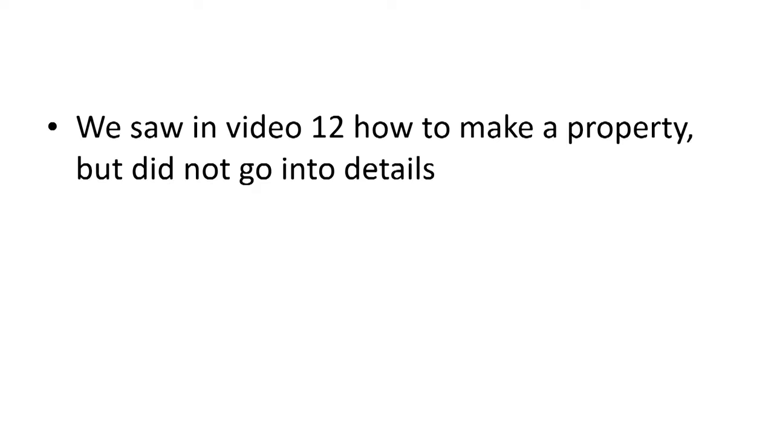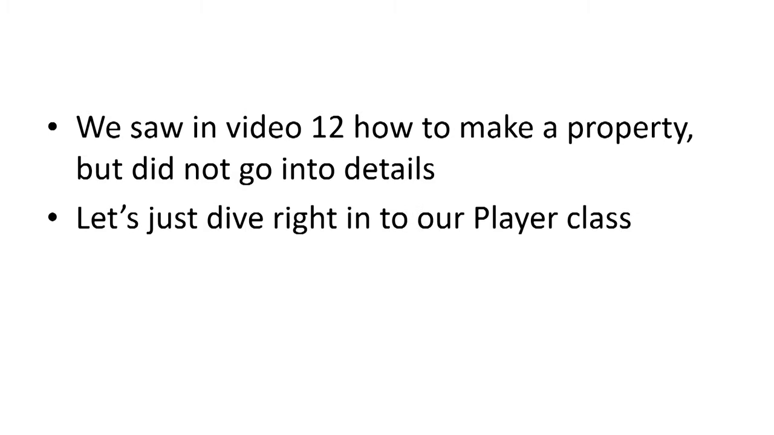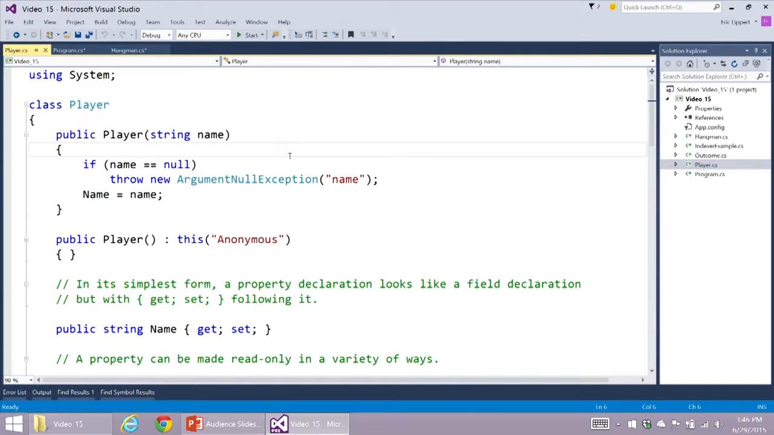And like I said, we saw in video 12 how to make a property, but we didn't really go into any details. So let's do that now. Let's go back to our player class, and we'll take a look at the properties that are there, or the property, because there's only one. All right, here we are once again back in our Hangman example, looking at the player class.